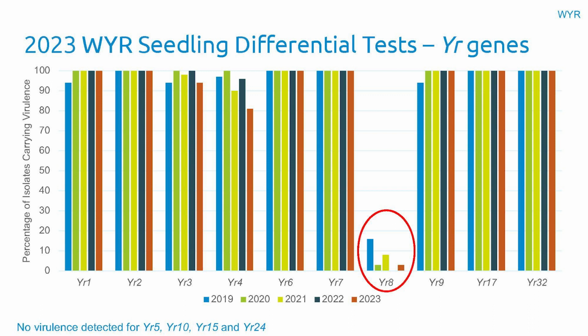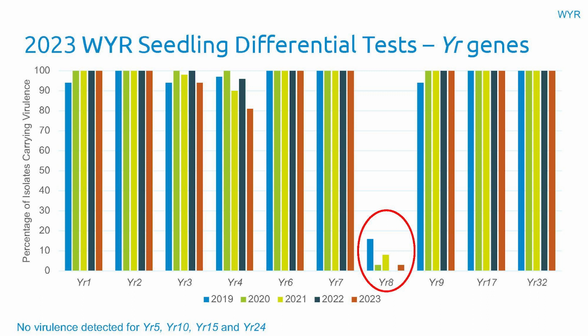So I'm going to express my yellow rust seedling tests in terms of the percentage of isolates carrying virulence. So this is the virulence for the YR genes, those differentials that we included in the seedling tests. And I've shown you the data for the last 5 years. So as you can see, the main resistance genes were found in 100% of the population. In 2023, we had a slight decrease for YR3 and YR4.